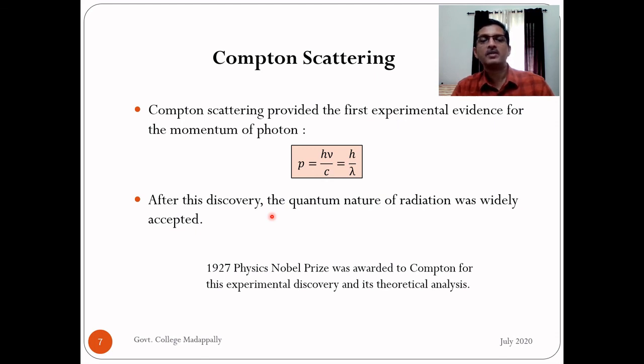But when Compton's experimental discovery as well as theoretical analysis came in 1923, then immediately everybody saw that this photon has a particle nature, it has momentum, okay, it has energy. So this idea of quantum nature of radiation was widely accepted only after Compton's discovery. So this is the historical significance of Compton scattering. And 1927 Physics Nobel Prize was awarded to Compton just 4 years after his discovery. Remember that Einstein got his Nobel Prize in 1921, 16 years after his explanation of photoelectric effect, for which he was awarded the Nobel Prize. So there was a 16-year gap between his idea of photon and the Nobel Prize, whereas in the case of Compton, the gap was only 4 years. So that indicated the change in the atmosphere in the physics community, in accepting this quantum theory of radiation.